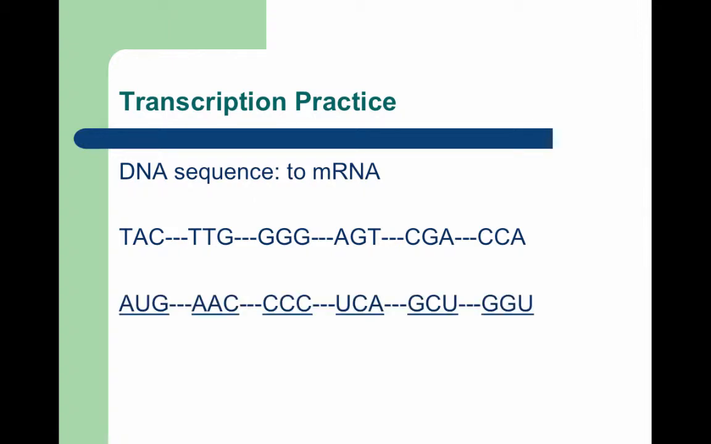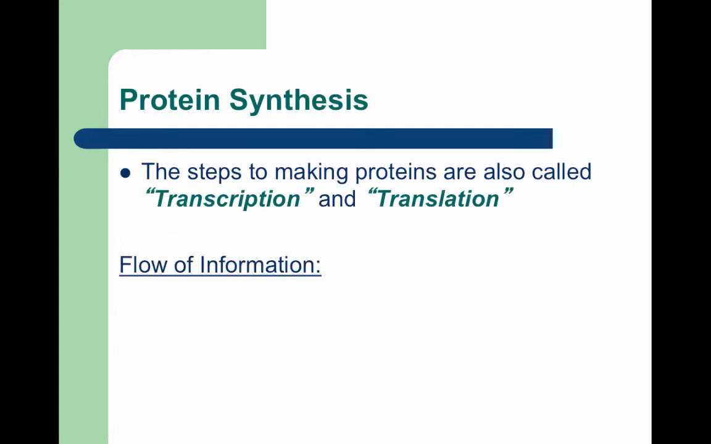Now TAC becomes AUG, right? Instead of having a T, it gets replaced with a U, so it's AUG. T still bonds with A, so it's AUG, AAC, CCC, on down the line till you have those 6 parts. So, like I said, the steps are here.